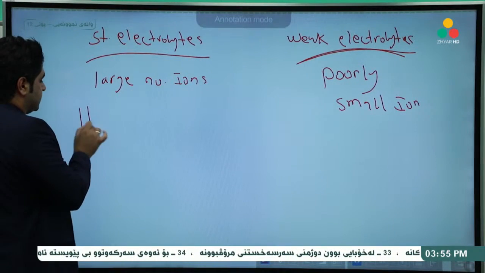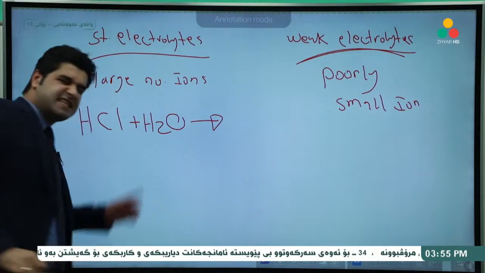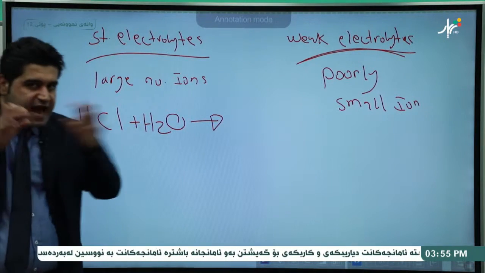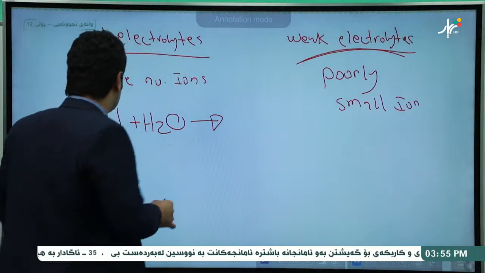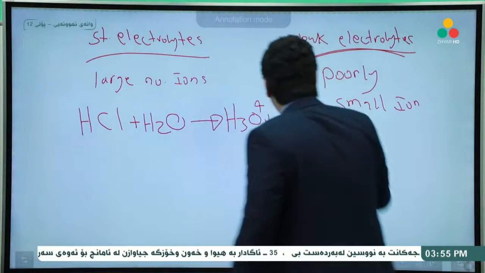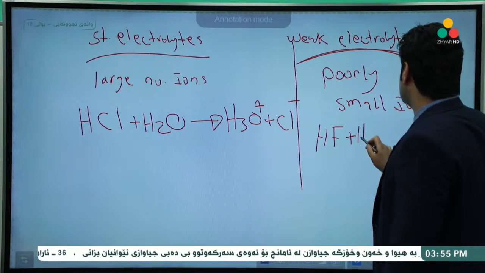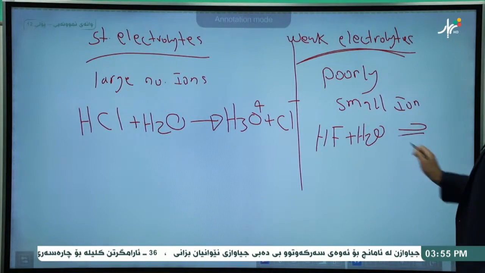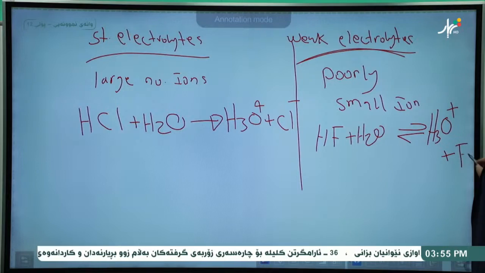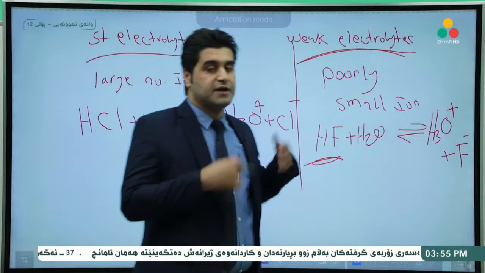For example, we have HCl plus H2O. We should write a single arrow for the strong electrolytes because the electrolyte is going to ionize completely, to form hydronium ion H3O+ and Cl-. But for a weak electrolyte, for example, HF plus H2O, we should write the double arrow, reversible arrow, to form H3O+ and F-. Why? Because a small number of those molecules will be ionized.